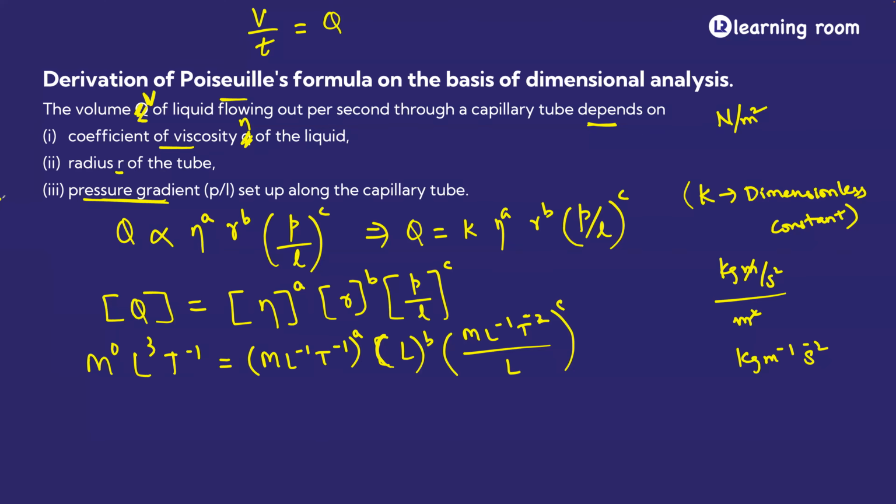Now collect all M terms. So what will you have? M power A plus B. So it is M power A plus B. Collect all L terms. L power minus A plus B minus 2C.